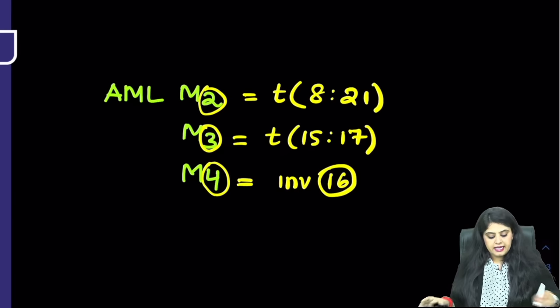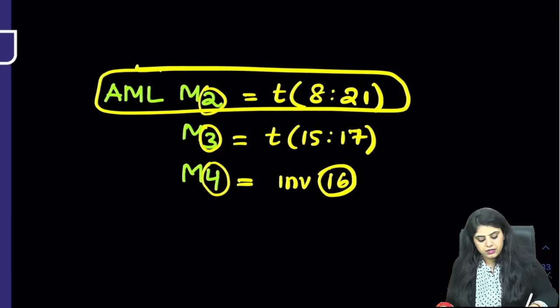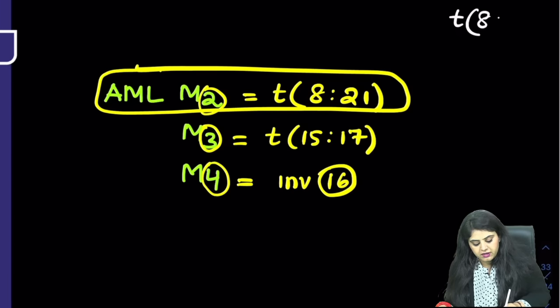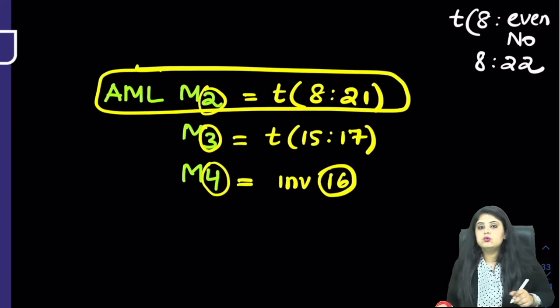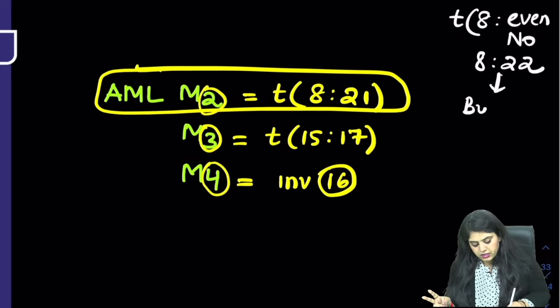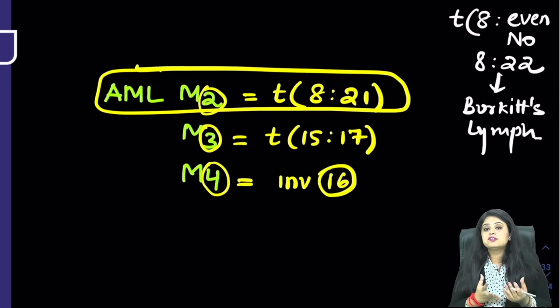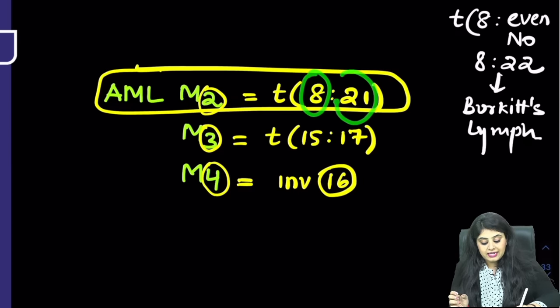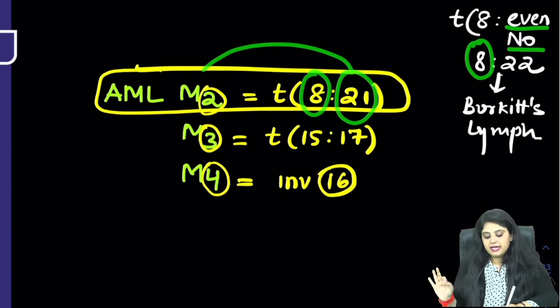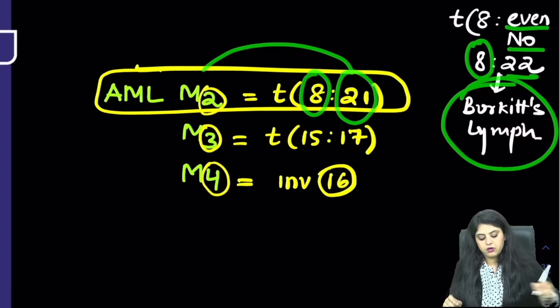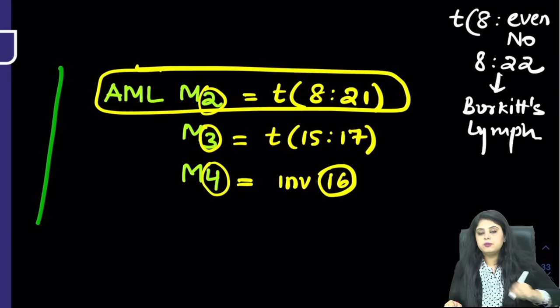Tell me one thing. 8;21 is for AML M2, and you already know that instead of 21, I would have added an even number over here. Like say 8 and 22. 8 with any even number will then become what? It will become a case of Burkitt's lymphoma. So watch out in the exam, don't lose a mark just on the basis of this silly mistake. 8 with 21 written, that is AML M2, but 8 with any even number on this planet, like 8 and 22, 8 and 14, 8 and 2, any even number, and you're going in for Burkitt's lymphoma. Settled? So AML M2, M3, M4 settled.